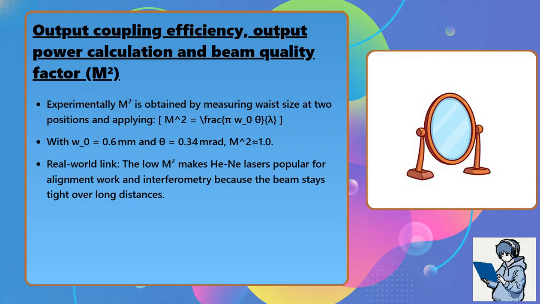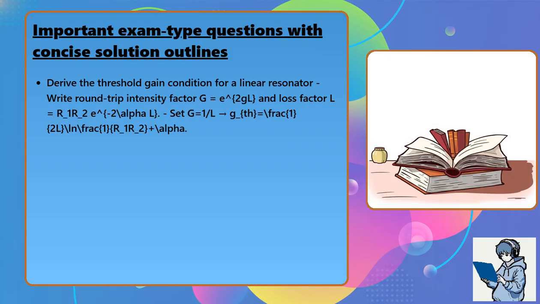Derive the threshold gain condition for a linear resonator. Write round trip intensity factor G equals e to the power of 2GL, and loss factor L equals R1 times R2 e to the minus 2 alpha L. Set G equal to 1 over L, which gives threshold gain G sub TH equals 1 over 2L times the natural logarithm of 1 divided by R1 times R2, plus alpha.